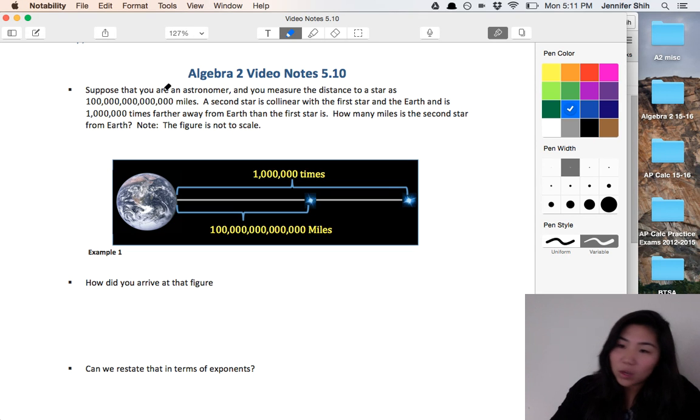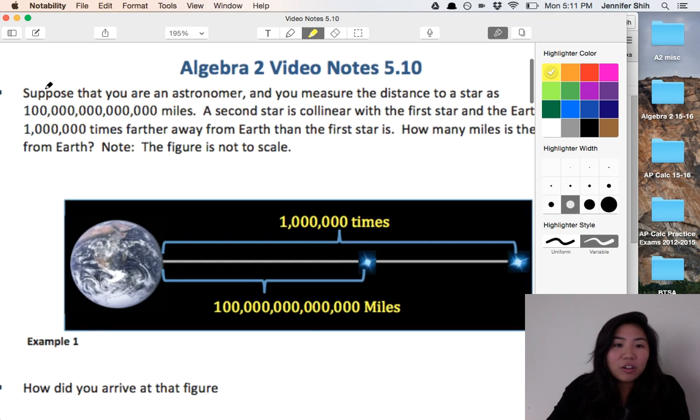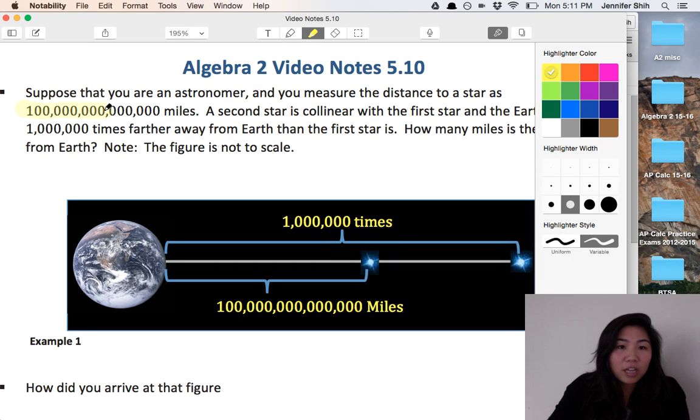So suppose that you're an astronomer and you're stargazing and you measure the distance to a star is this large number. And this large number here, you can count the number of zeros, but it has 14 zeros. So when you write that down on your notes, make sure you count out 3, 6, 9, 12, 14 zeros. That's 100 trillion miles away you discover this star.